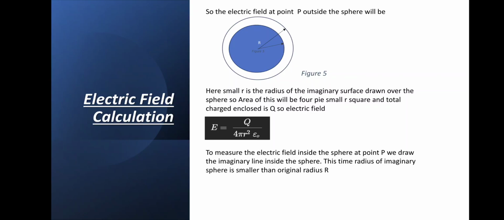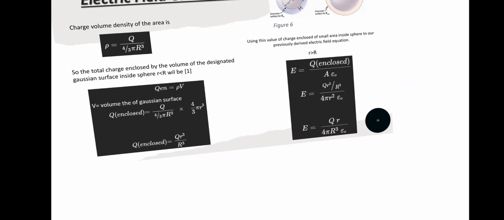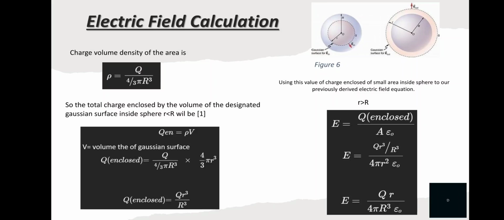To measure the electric field inside the sphere, at point P, we draw an imaginary sphere inside the sphere. This time the radius of the imaginary sphere is smaller than the original. To determine the electric field inside the uniformly charged sphere, we draw an imaginary Gaussian surface in the form of a sphere with radius r less than the radius capital R of the actual sphere, which is illustrated in the image above on the top right hand side.